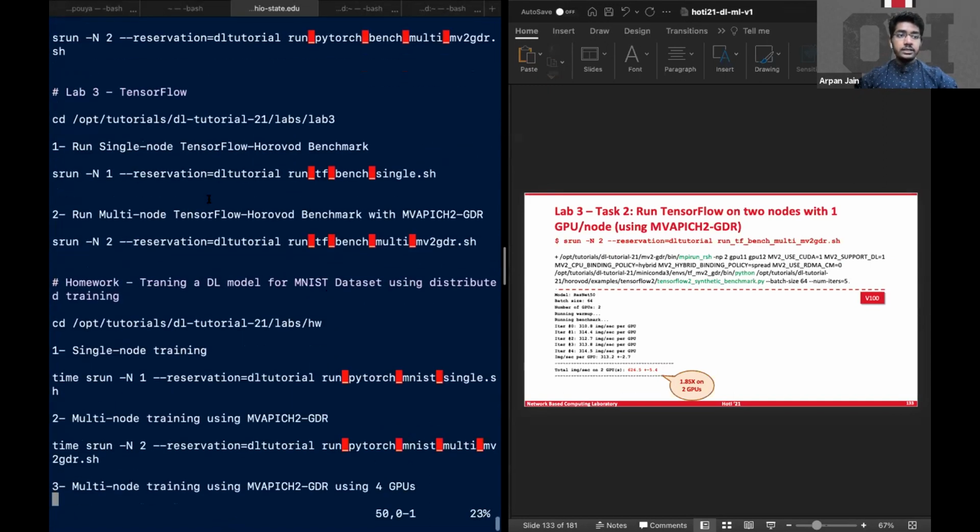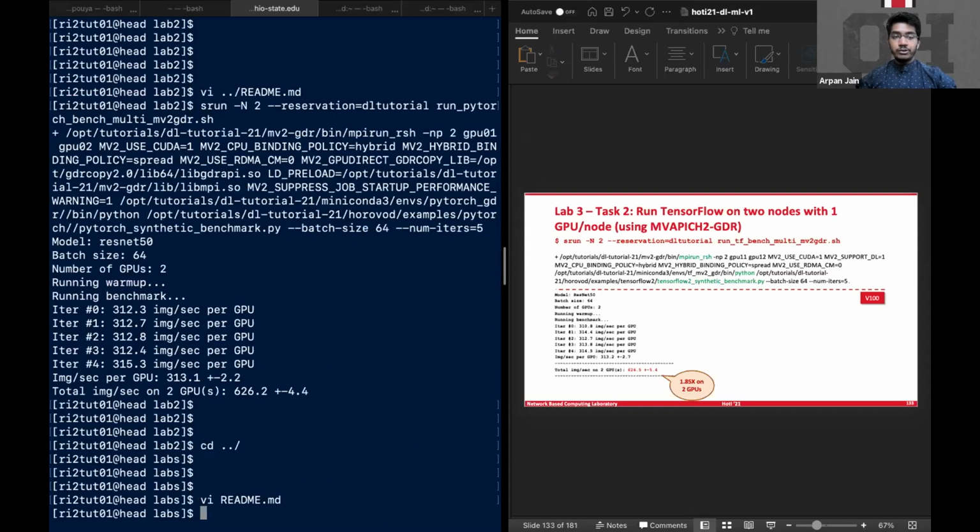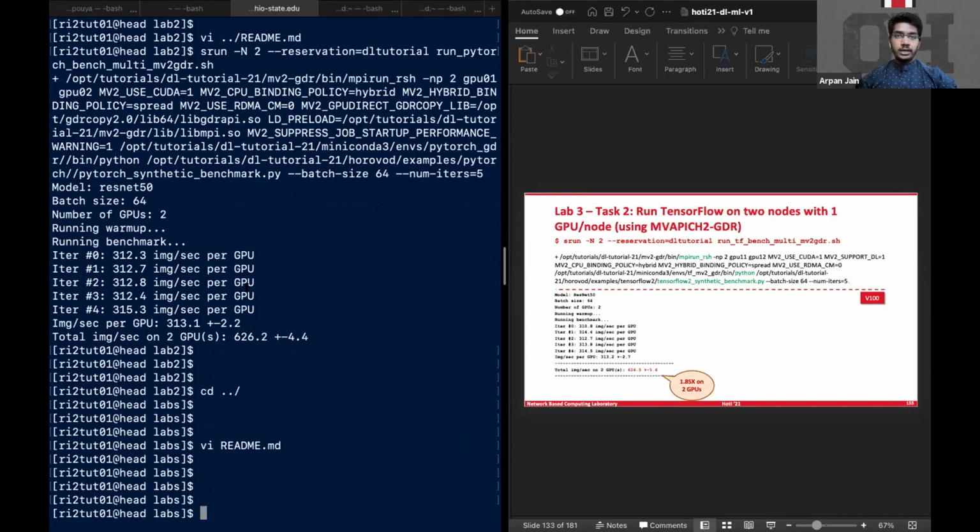Yeah, here is the homework. If you want to train an actual model, you can do it on a single node using this command, and using this command on multiple nodes. Okay, thank you. If you have any question, please let me know. Amir, you can take over from here.